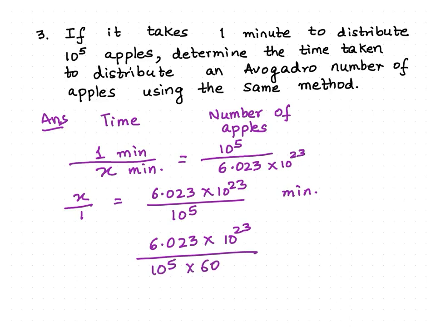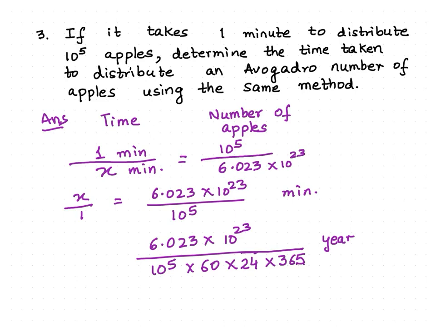Now this is quite a large value. So let me convert it into days. Now 1 day has 24 hours, so I divide it by 24. We can also convert it into years because this value is quite large. Now we will take 1 year as having 365 days. So when you do this, you will get your answer in terms of years.